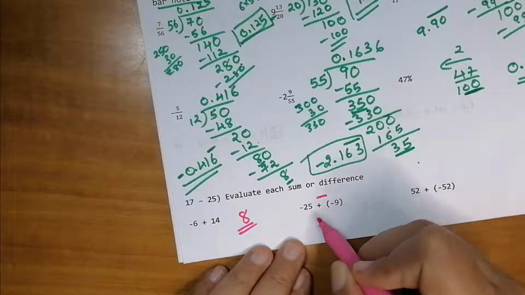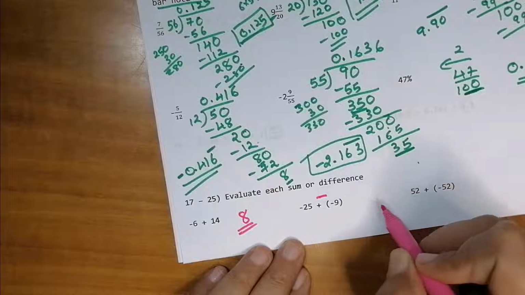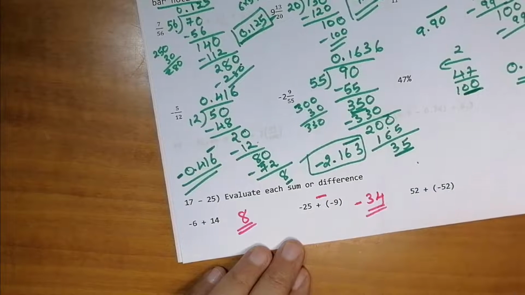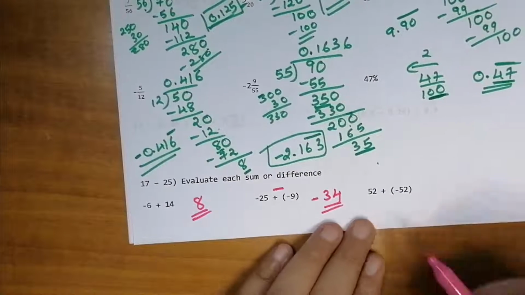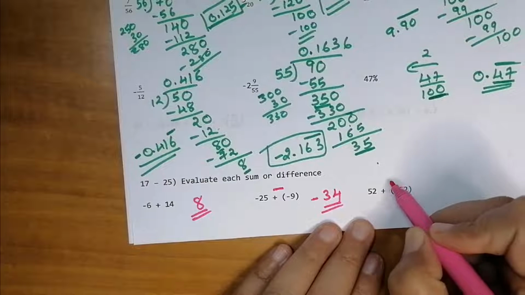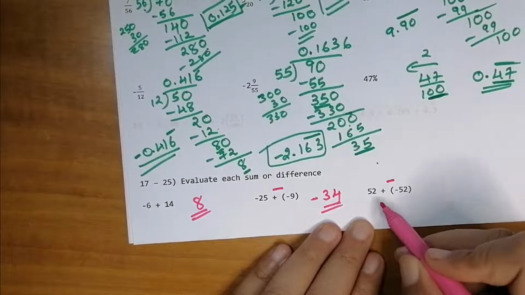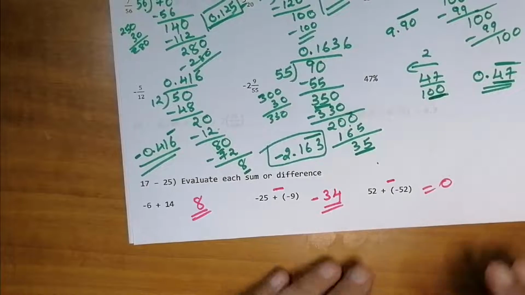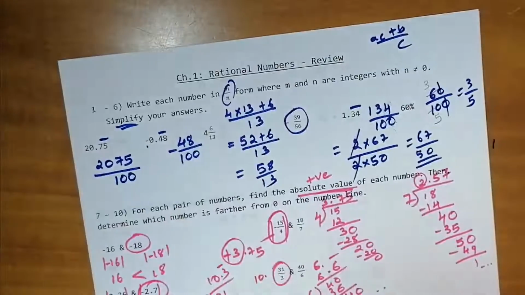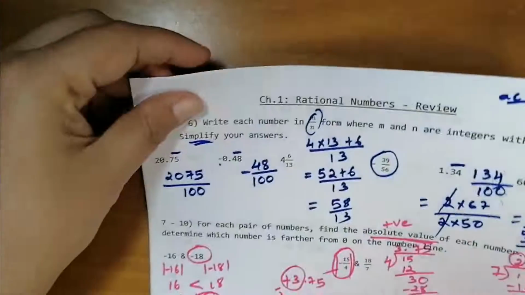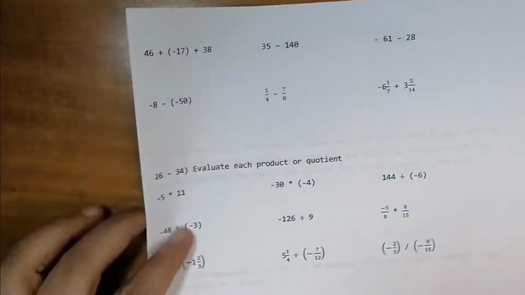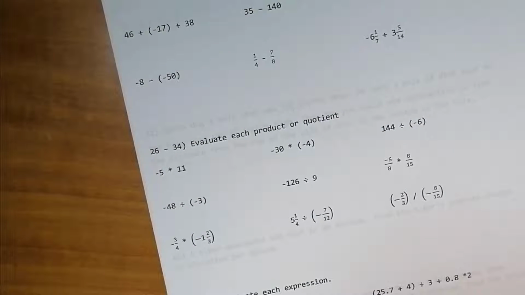With same signs, you add them. So 25 plus 9 is 34, and the sign is minus. Okay, this plus and minus, right? It becomes minus. Same numbers, plus and minus. So this is going to give us 0. Okay, so here we are done with this page. Okay, let's take this page away and we can continue with the next one on the second page.